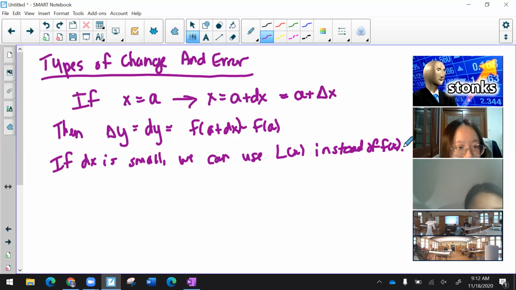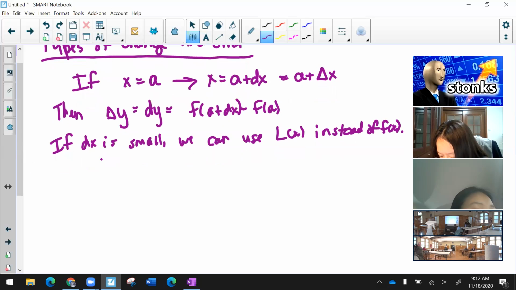How small does dx have to be? Is there a fixed value? No, it's just got to be really small. They're never going to give you something like 12. It's going to be less than 1. You aren't going to have to judge whether or not dx is small enough. It's a good question.